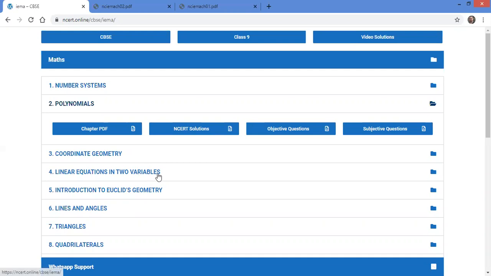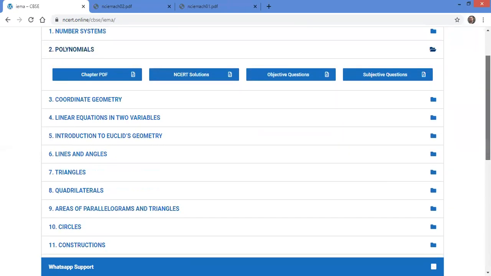Chapter 4 is linear equations. Nothing much cancelled, so you'd better do the whole chapter. Chapter 5, now here this whole chapter is cut. The entire chapter you don't have to do. Everything is cut. Then chapter 6, that is lines and angles. Okay, nothing is cancelled from here. This has to be done.